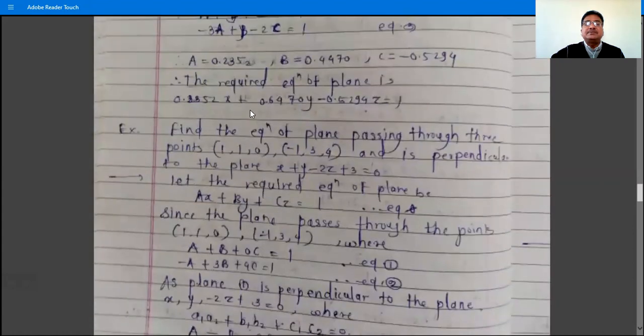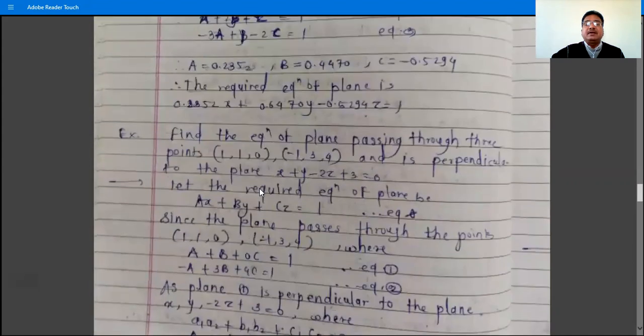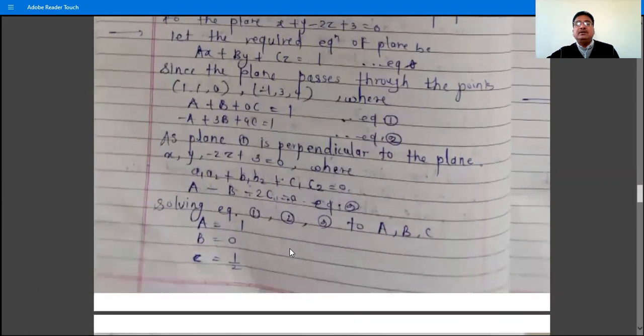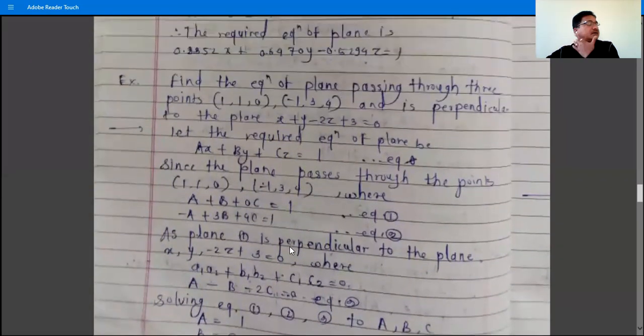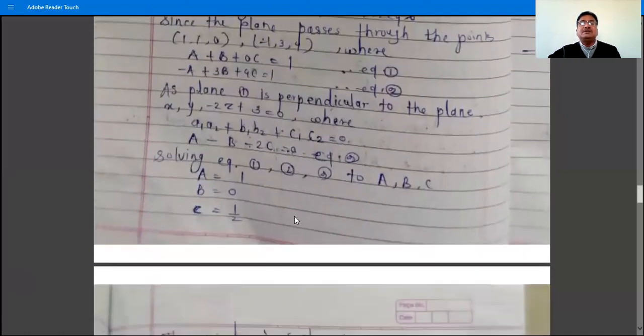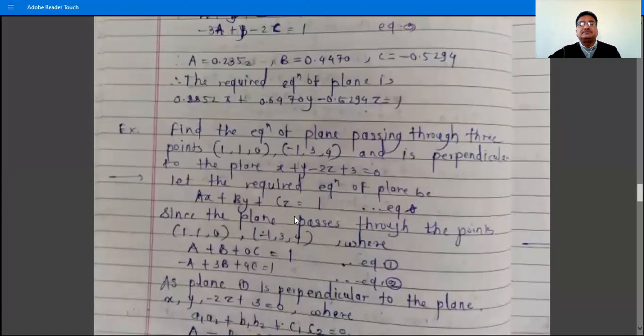So both the problems are of the same type. Here we are given the 3 points on the plane, and here we are given the 2 points on the plane and the condition of perpendicularity, that is the required plane is perpendicular to this plane. That is, in both cases we have the 3 equations in ABC. Solve the 3 equations and find the values of capital ABC.